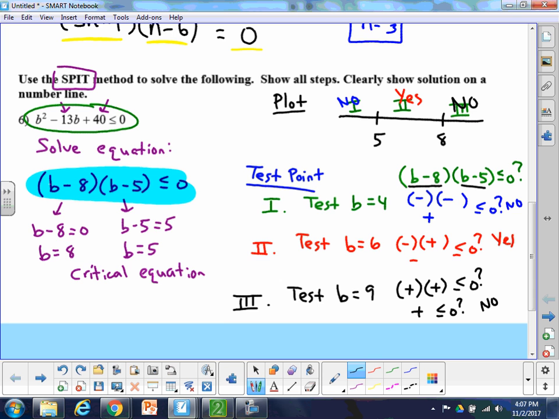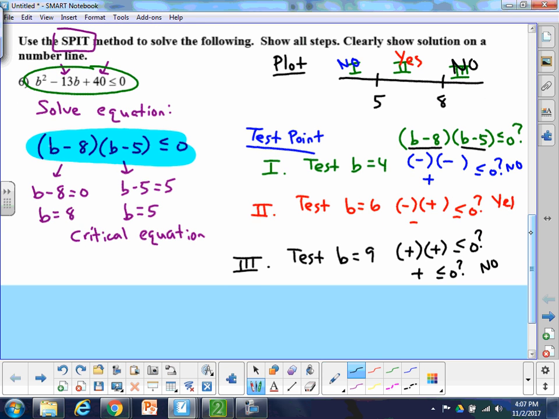So we know the only numbers that worked were between 5 and 8. Everything between 5 and 8. Now the actual values of 5 and 8 themselves do work in this case. That's because we have this: is it less than or equal to 0? At 5 and 8, the y value is 0, so it does equal 0. So it works there, and we can have a closed circle.